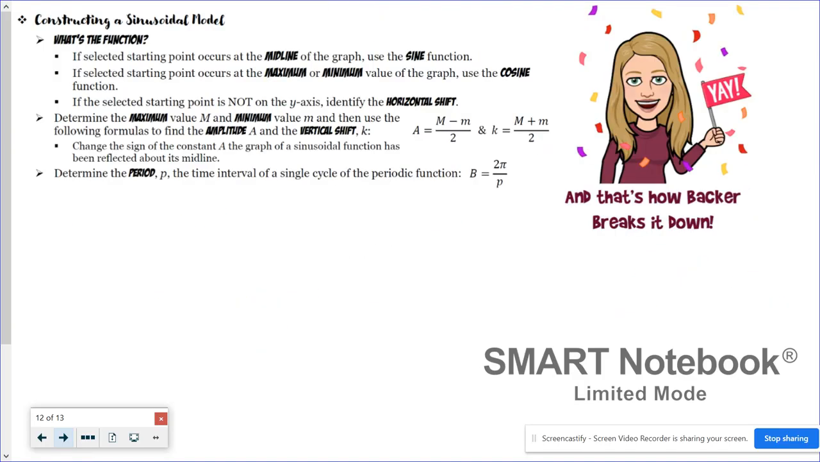So if it's at the midline, it's sine. The max or min is cosine. Has it been flipped? If so, make sure that your a value is negative. If your starting point is not on the y-axis, there's a horizontal shift. You can calculate your amplitude and midline by using the maximum and minimum values. And then the period. There's what you see in the graph and there's what you see in the function. So what you see in the graph, take that, go 2 pi divided by the period to get your b value. And that's how Becker breaks it down.